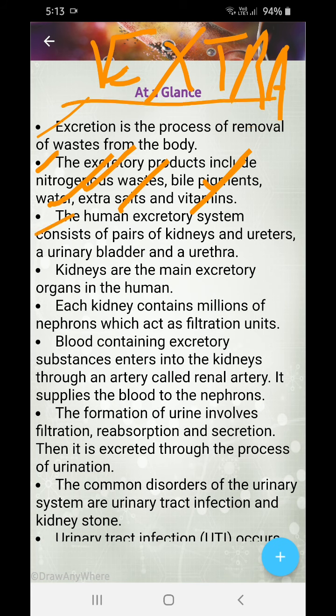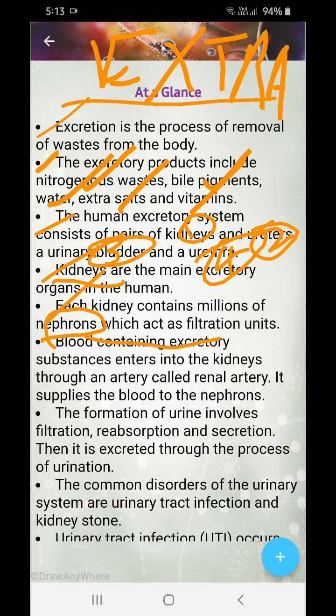Okay. Next, the human excretory system consists of kidneys, number 1, ureters, number 2, urinary bladder, number 3, urethra, number 4. Okay, so we'll learn about that in the infograph so we can understand more easily. Now, first let us learn the function. Now, kidneys are the main excretory organs of our body. Each kidney consists of millions of nephrons which act as filtration units.